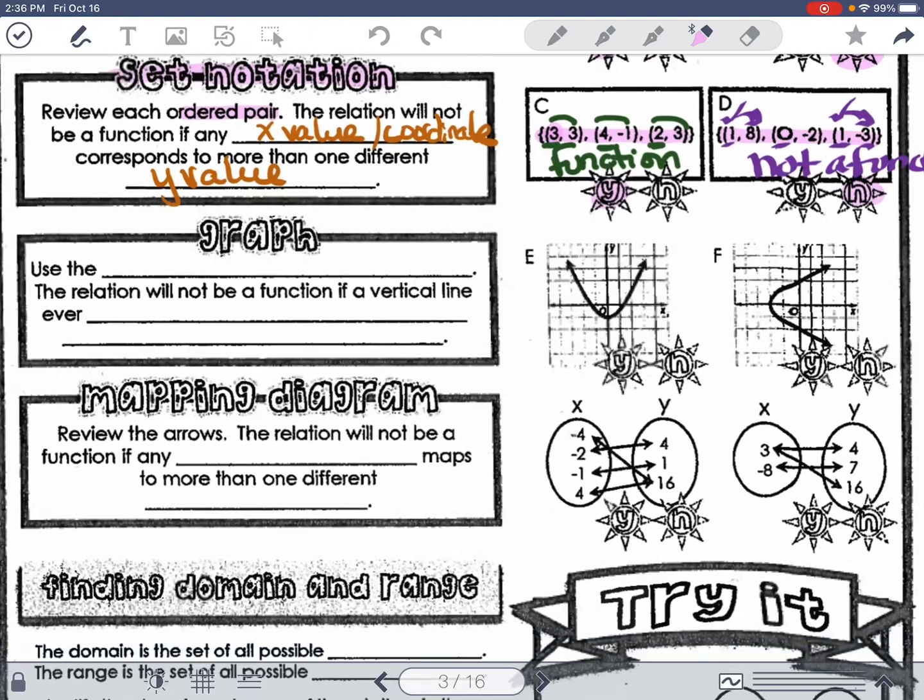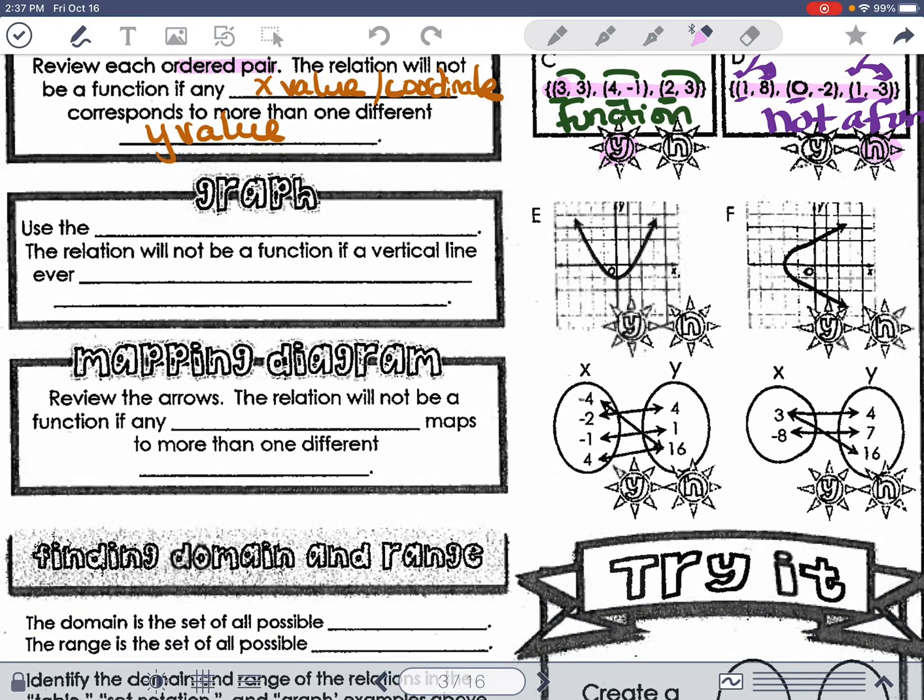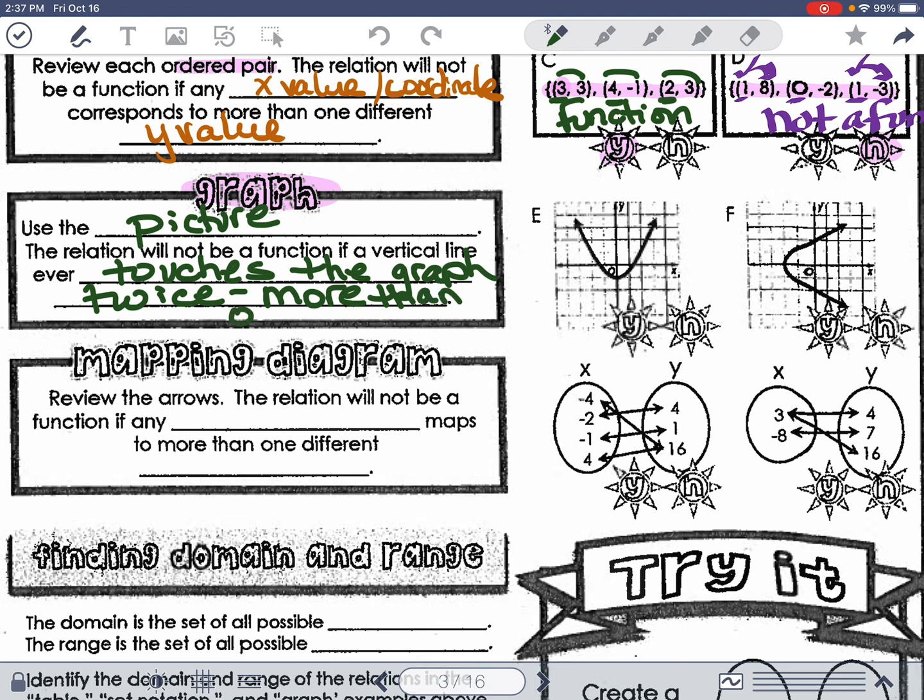The next way we look at functions is using the graph. Okay? Use the graph. Use the picture. The relation will not be a function if a vertical line ever touches the graph twice. More than once, because it could touch 3 times. If it touches more than once, it's not a function.